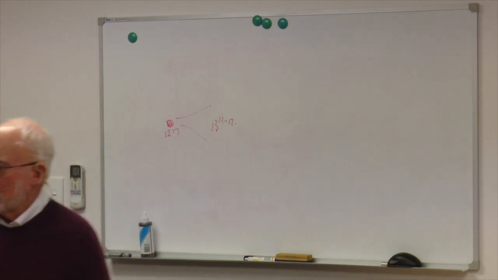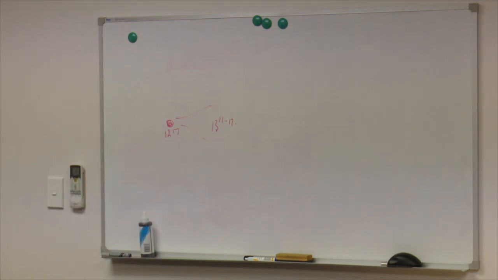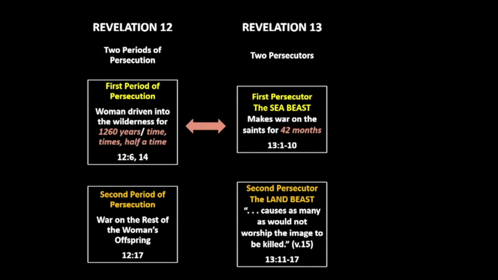The second persecutor, the land beast, is going to be the one who carries out the second period of persecution. The second beast, which is the land beast, which is the lamb-like beast. Yeah, that's good. It says he causes as many as would not worship the image to be killed. And so that's what he's doing. That's a war on the remnant right at the end of time.